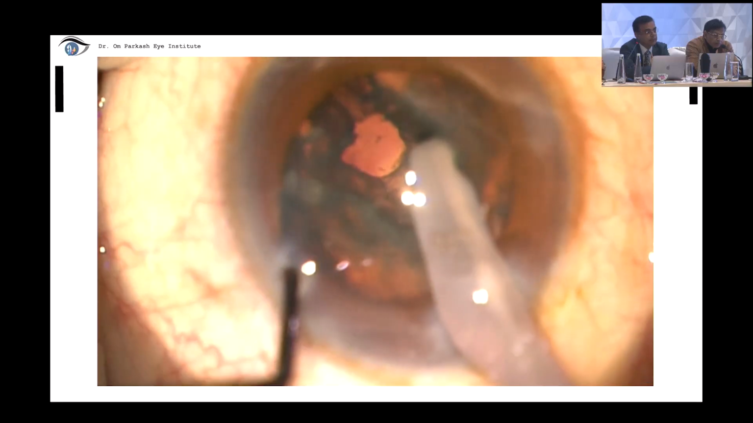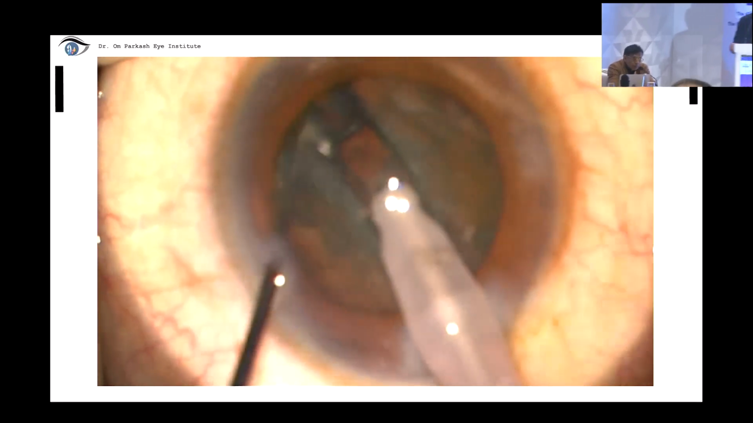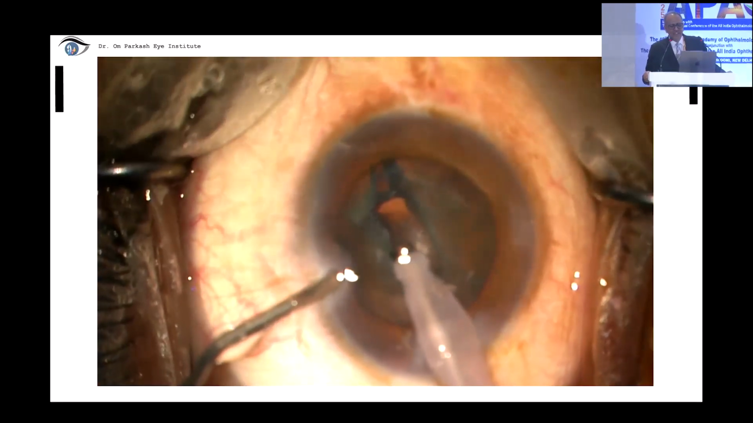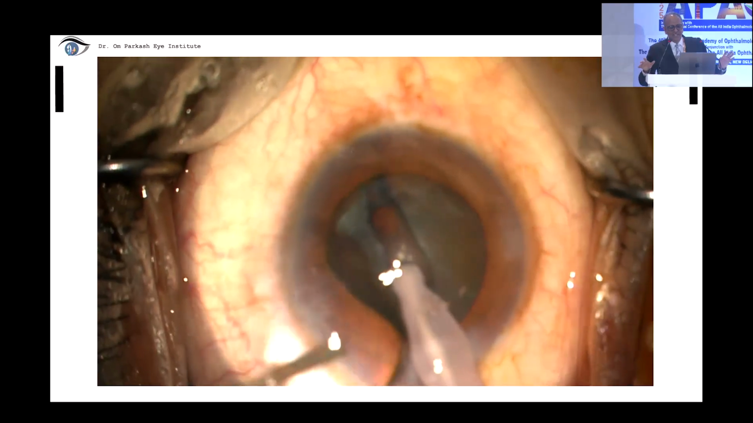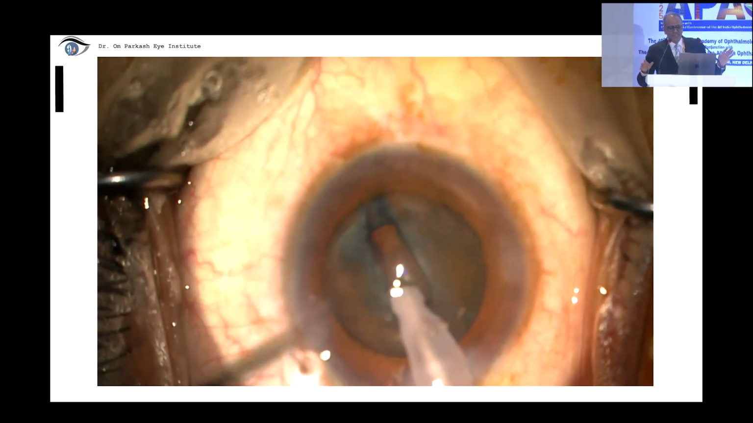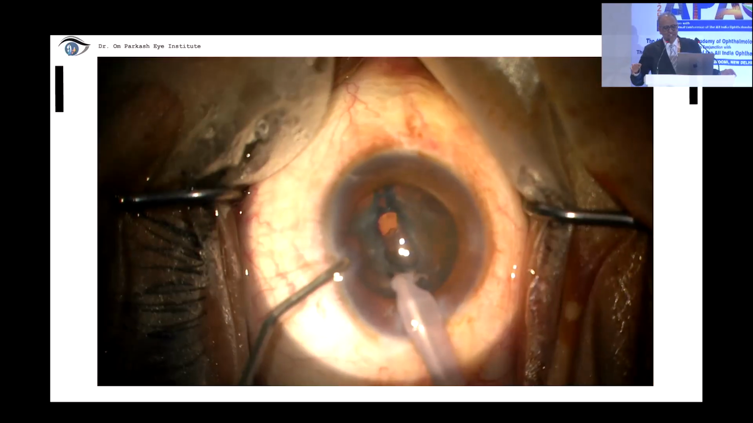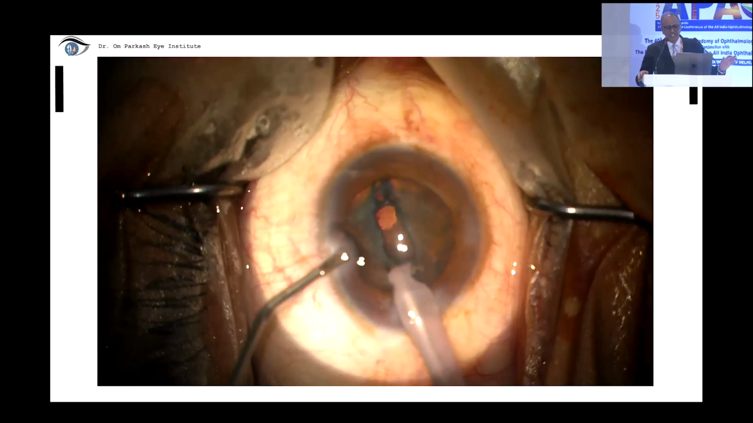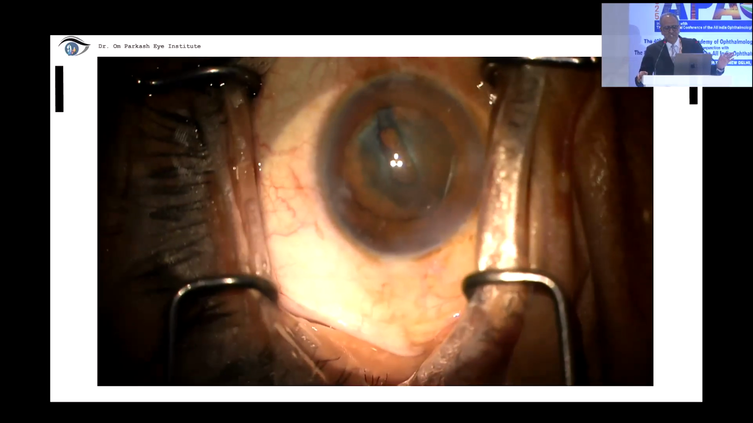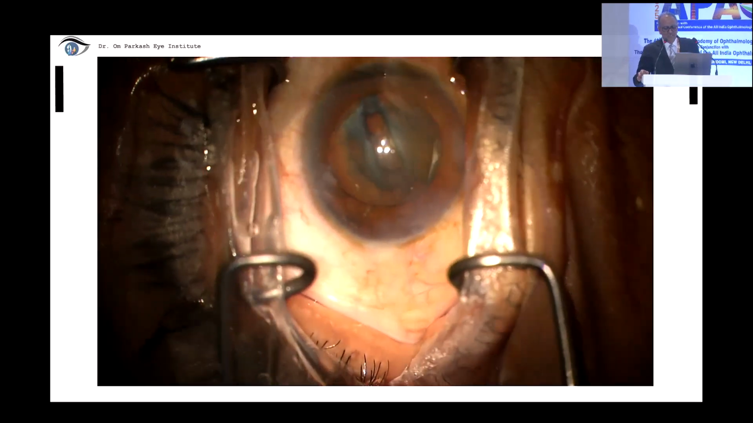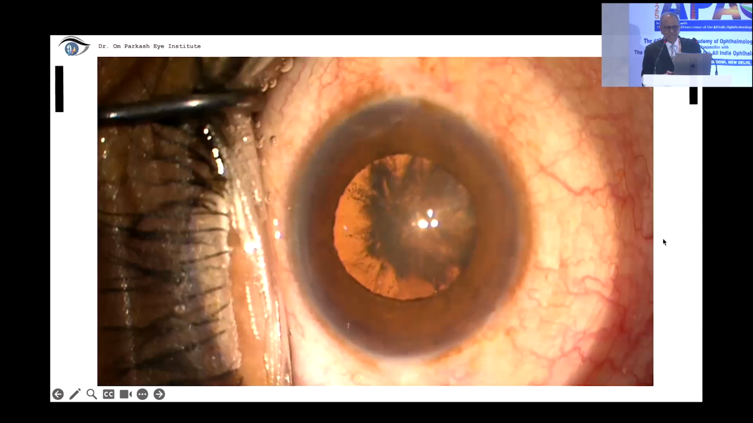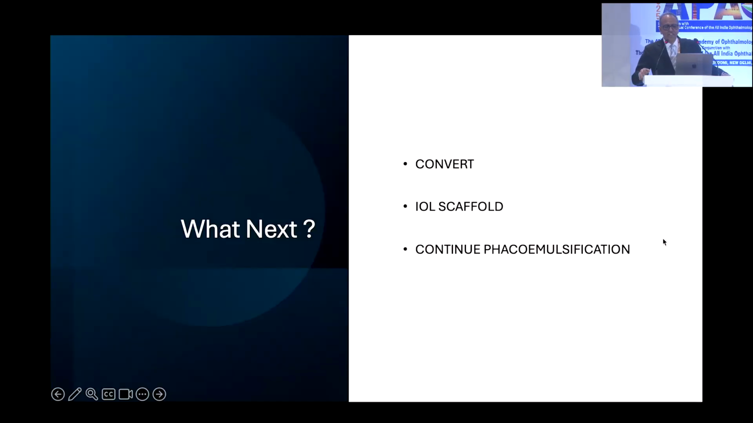So she continued, but she was oblivious of what she had done. Suddenly, she realized that something is wrong. Her hands are trembling, and she maintained what Dr. Gaurav said, stable chamber settings, and she sent an SOS, and I asked her to send the patient to me. So that done. So what next? Convert IOL scaffold or continue phacoemulsification?